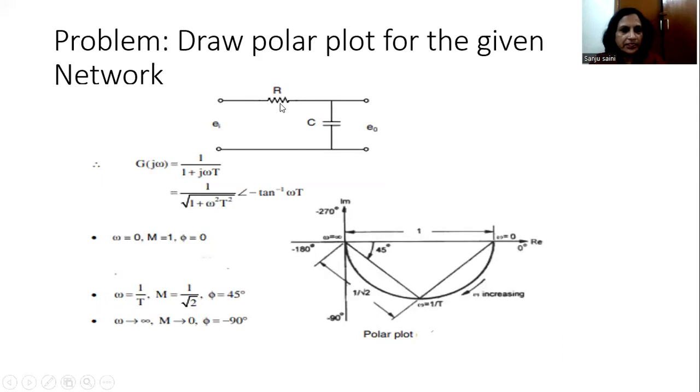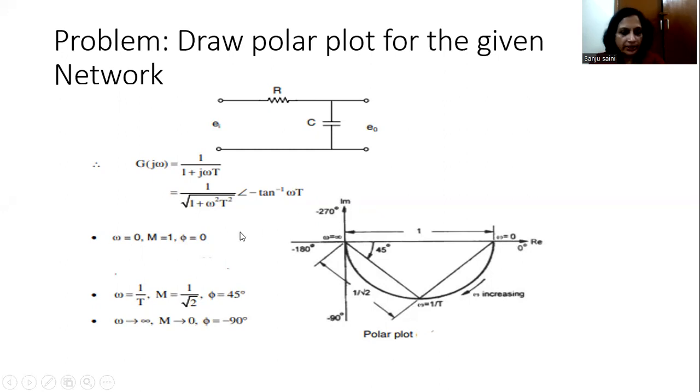Here we have considered a simple RC network. The transfer function for such a system is given as G(jω) equal to 1 divided by 1 plus jωT. If we separate its magnitude and phase angle, its magnitude will be given by 1 divided by root of 1 plus ω squared T squared, and its phase angle will be given by angle minus tan inverse ωT.